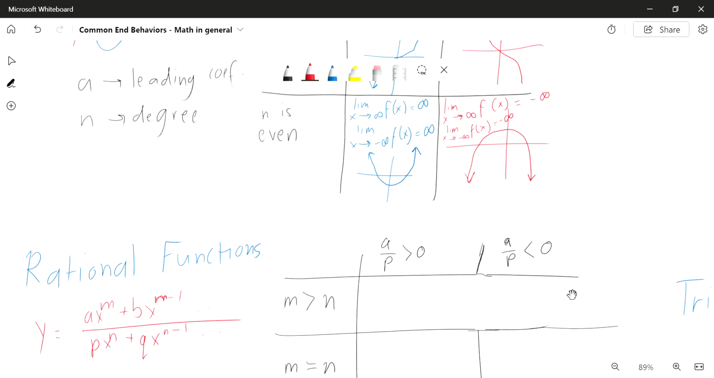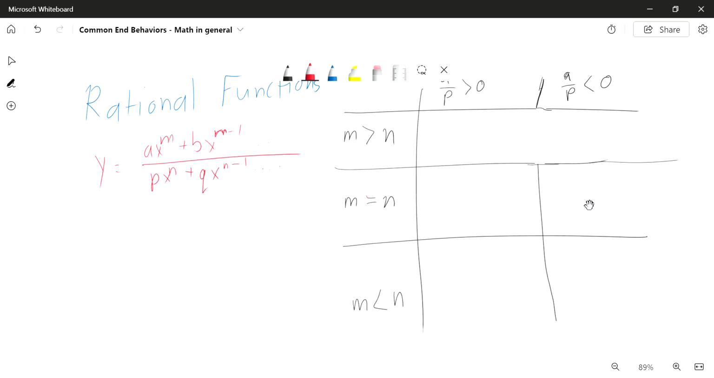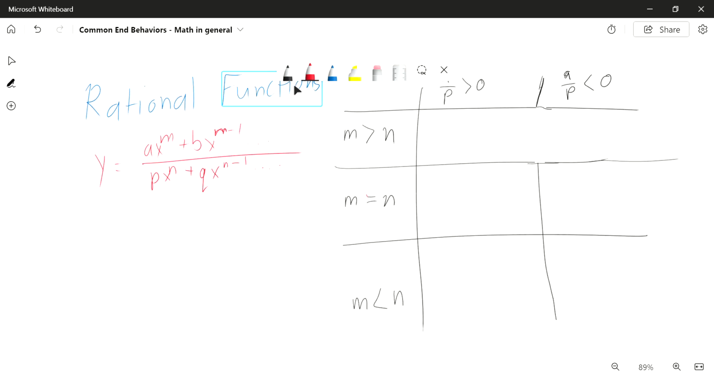over here. Another type of common end behavior that you'll see are rational functions. And I'm only looking at the limits of these rational functions as x approaches infinity and negative infinity. A rational function is just any function which has a polynomial over another polynomial. So it is possible to have vertical asymptotes, but they have no effect on the end behavior of it.